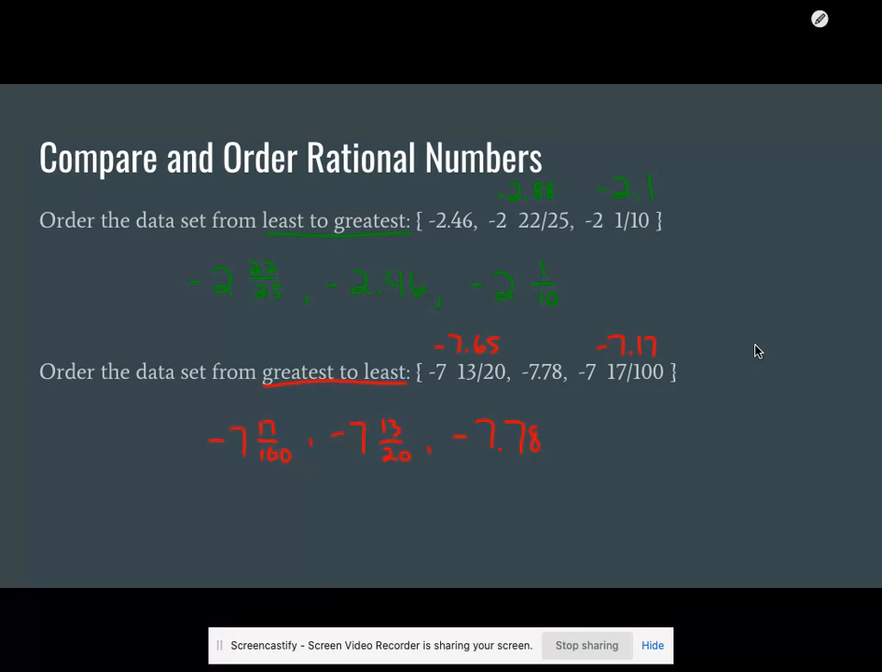So make sure you're being careful and looking at the signs and changing fractions to decimals to make sure you're ordering correctly.